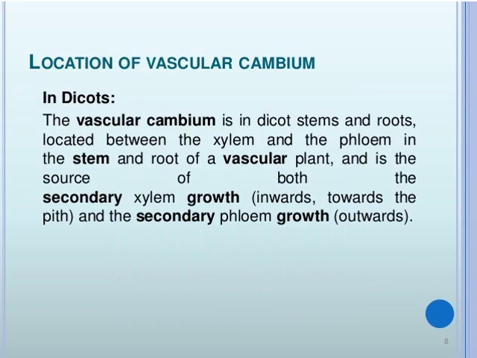Furthermore, the location of vascular cambium is different in dicots and monocots. In dicot stem and root, it is mainly located between the xylem and the phloem in the stem and the root of vascular plant, and it is the source of both the secondary xylem growing inwards towards the pith and the secondary phloem growing outward due to this vascular cambium.